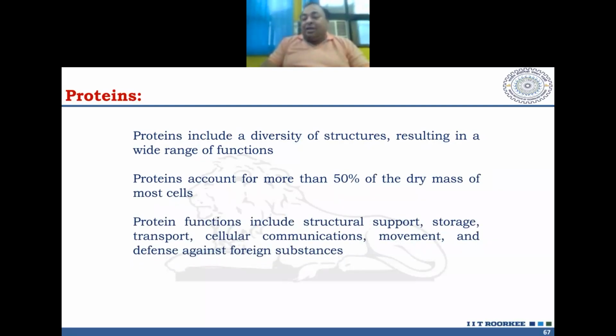Proteins' functions include structural support, storage, transport, cellular communication, movement, and defense against foreign substances. But these are only few examples. We will take some examples, but proteins are the molecules which are performing the function.